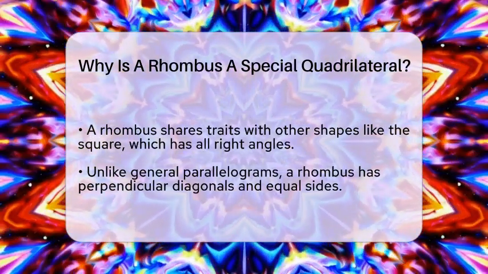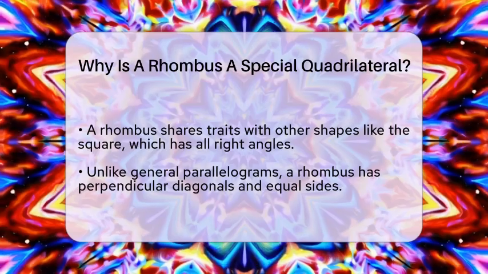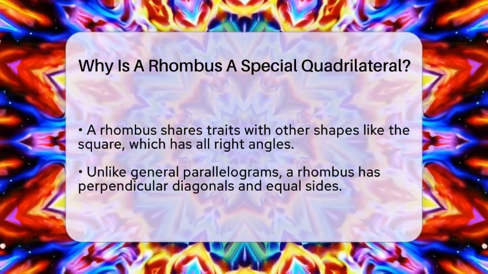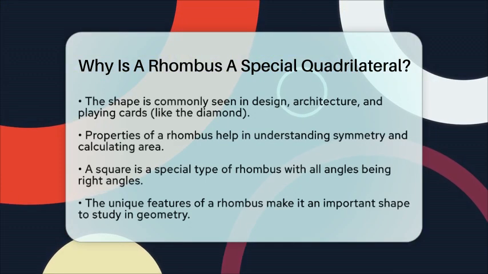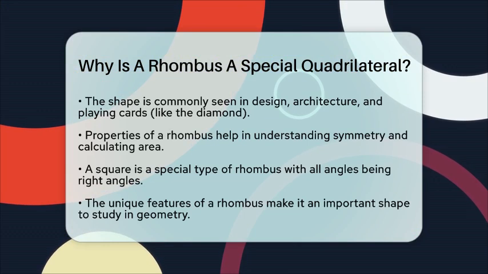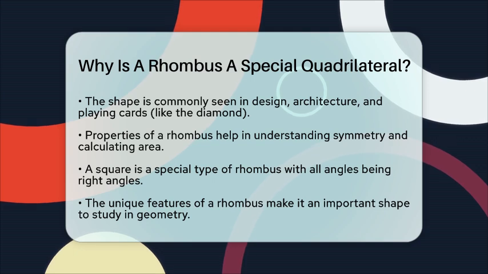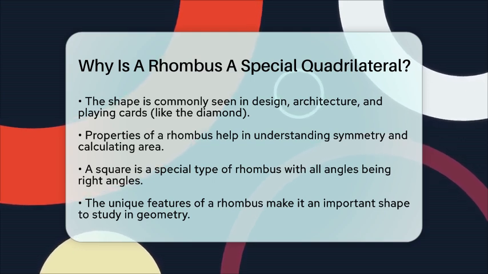It shares some traits with other shapes like the square, which is a type of rhombus with all angles being right angles. But a square is a very specific kind of rhombus. In real life, you see shapes like this in design, architecture, and even in playing cards, where the diamond shape is a perfect example. Its properties help us understand symmetry, area calculations, and how shapes can fit together in different ways.